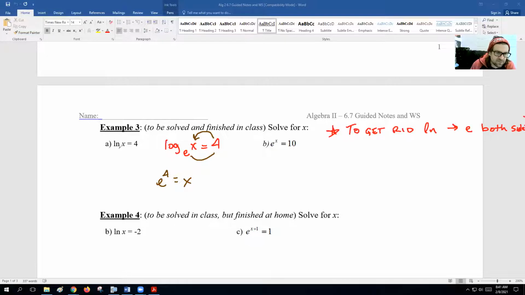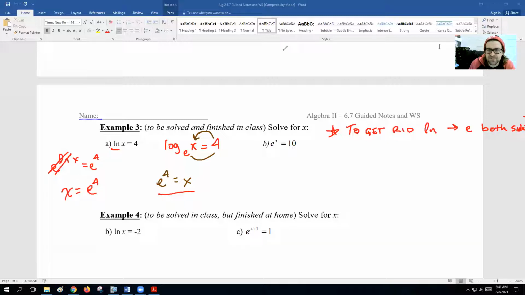Kind of ran out of room there. So just to do this problem over again, if we want to get rid of this ln, I technically take e to the ln of x power is equal to e to the 4. Now this e and the ln we kind of talked about up front, they cancel each other out, and we're just left with x is equal to e to the 4th power, which is what we have here. So we can get the same thing.